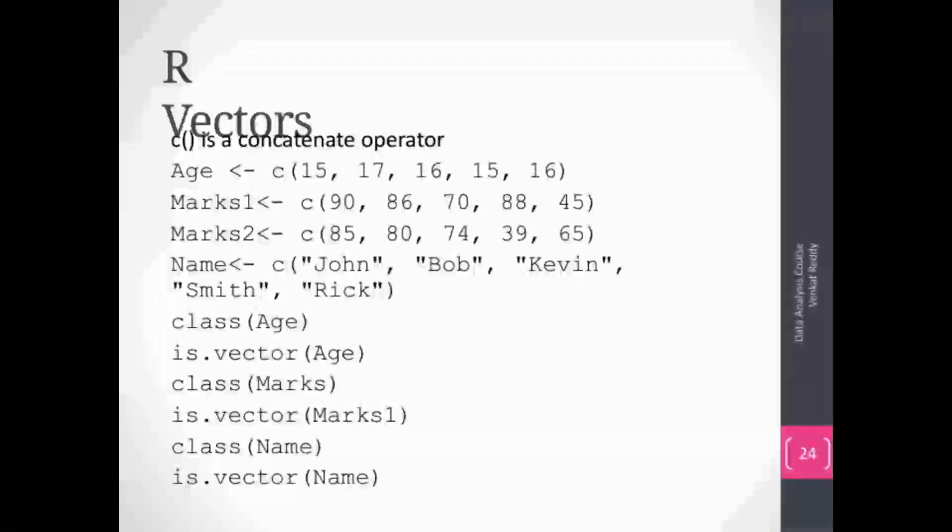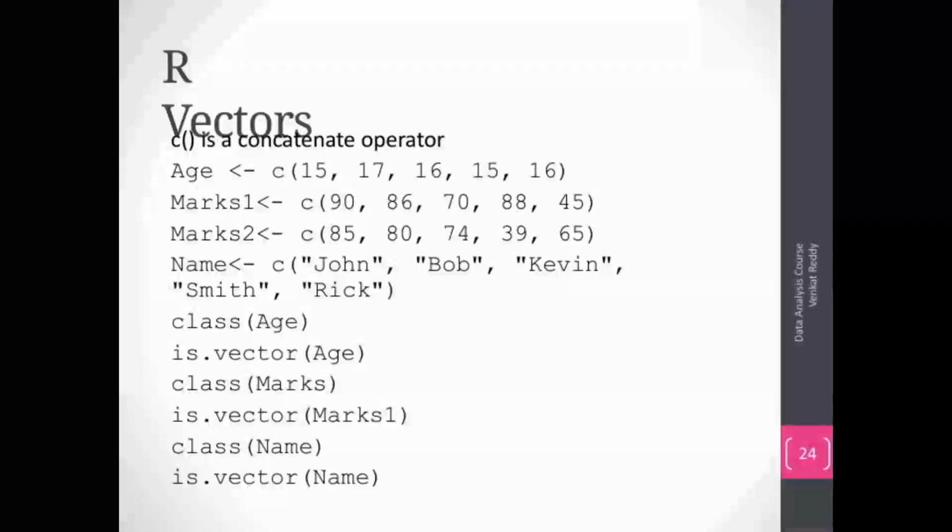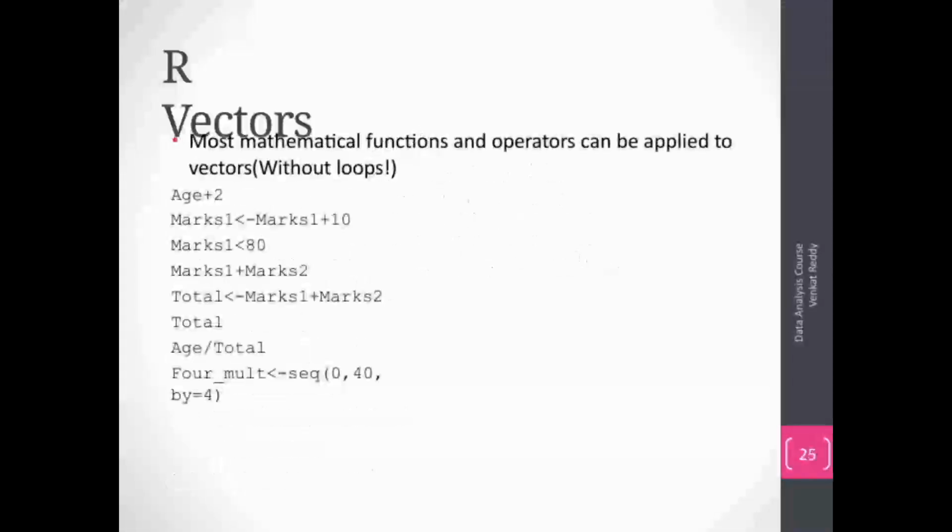Most mathematical functions and operators can be directly applied to vectors without the need for loops, which makes the process much more efficient. For example, if we have an age vector, we can simply add 2 to each element by writing age + 2. Similarly, if we want to increase all marks in a vector, we can do marks1 + a number, like adding 10 to each element.